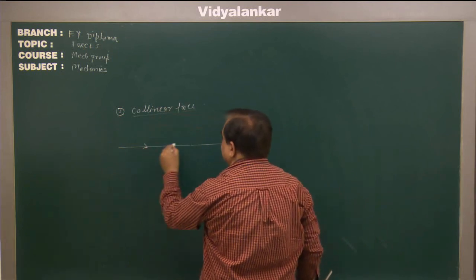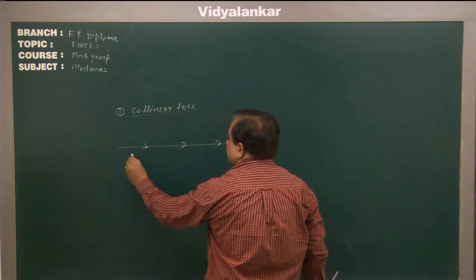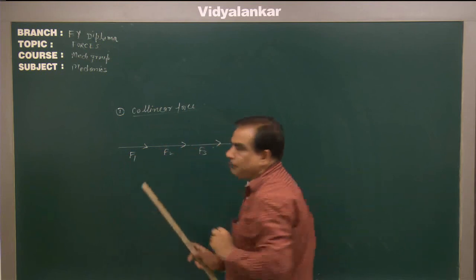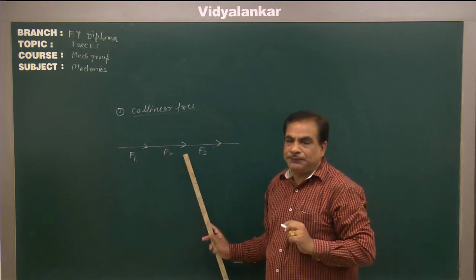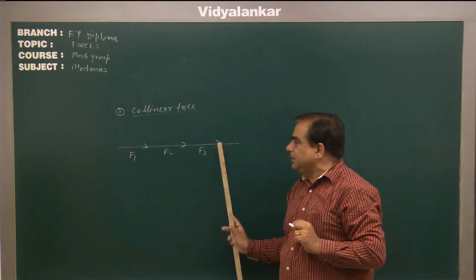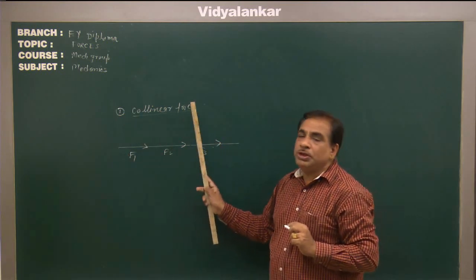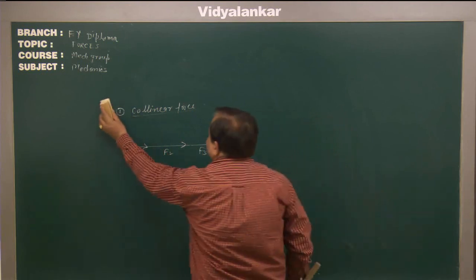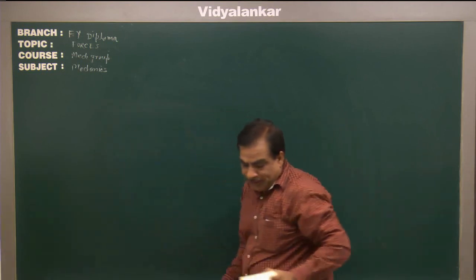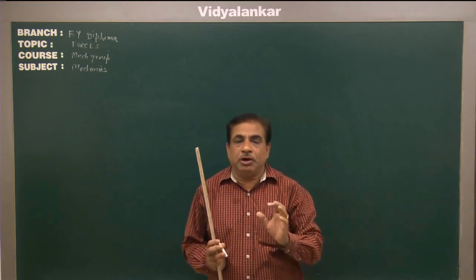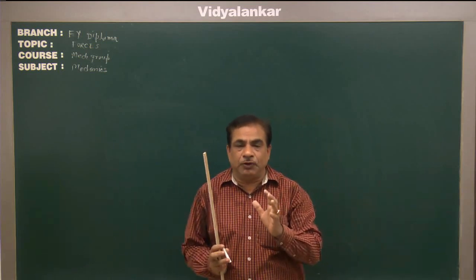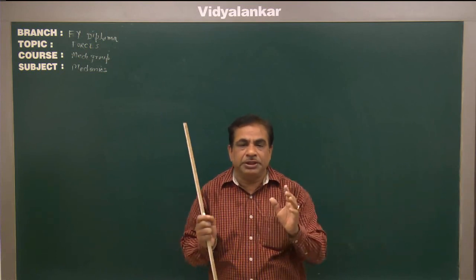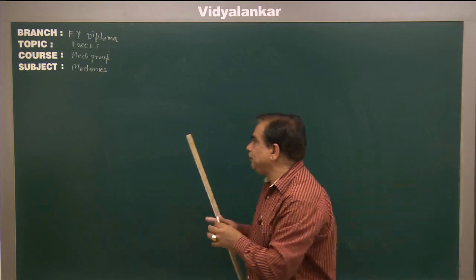Suppose there are different forces, this is F1, this is F2, this is F3. All three forces are acting in a line, so they are known as collinear forces. The second one, concurrent forces. You might have known concurrent lines. What is the meaning of the word concurrent? Concurrent means if they are meeting at one point, they are known as concurrent.